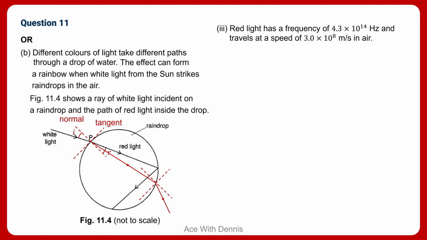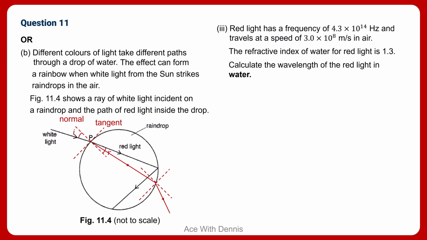Part 3. Red light has a frequency of 4.3 times 10 to the power 14 Hz and travels at a speed of 3.0 times 10 to the power 8 meters per second in air. The refractive index of water for red light is 1.3. Calculate the wavelength of the red light in water. 3 marks.